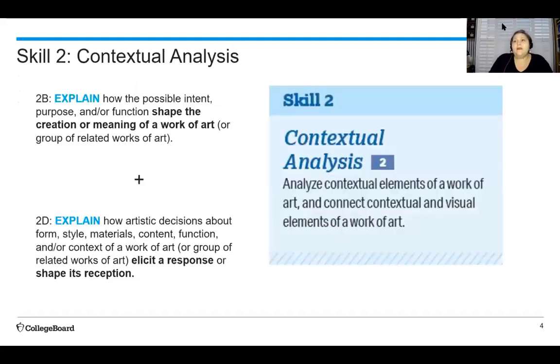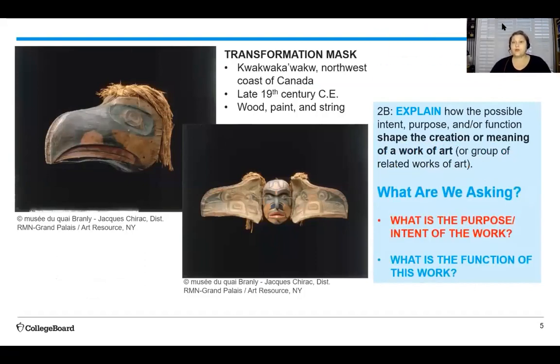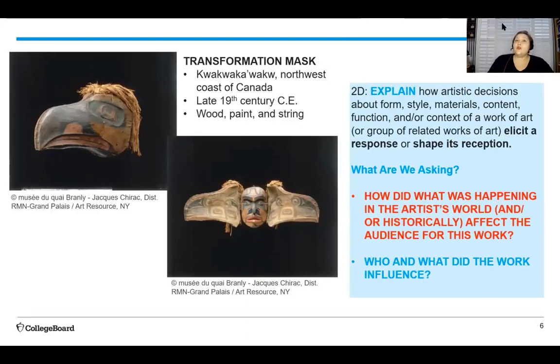So we are going to be building upon our skills here. We're going to be digging into skills 2B and 2D. So with 2B, we have to be able to explain how the possible intent, purpose, and or function shape the creation or meaning of a work of art. So the questions we're going to be asking: what was the purpose or intent of the work? What was the function of the work? And then for 2D, we're going to be explaining how artistic decisions about form, style, materials, content, function, and or context of a work of art or a group of related works of art elicit a response or shape its reception. So we'll be asking two different questions for this one as well.